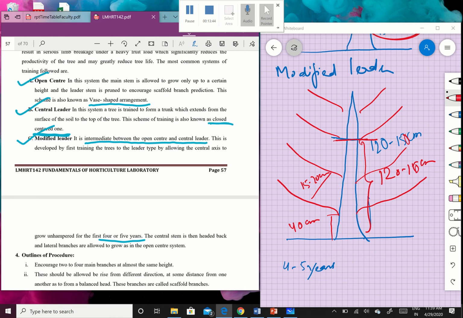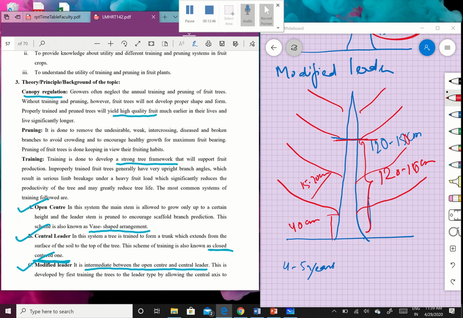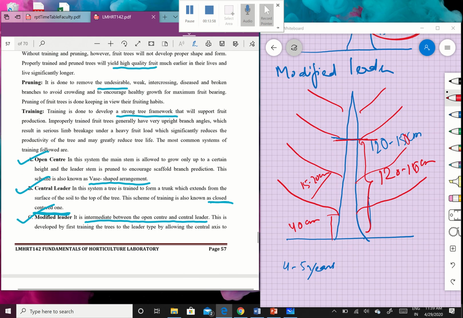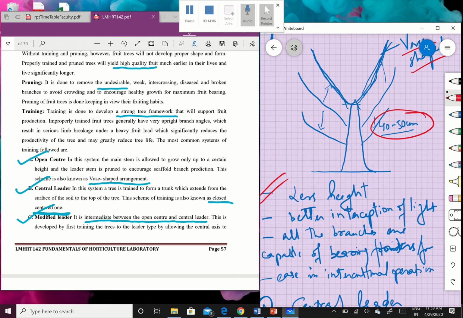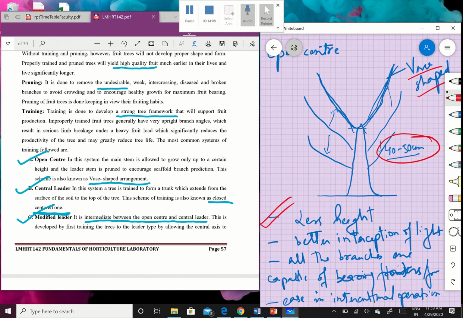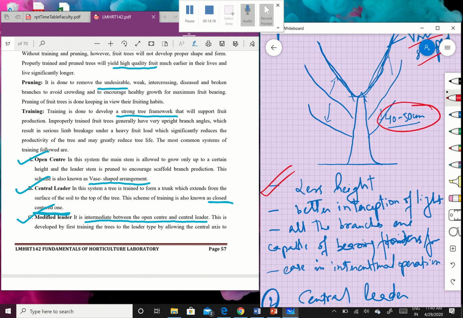In this practical you should know the meaning of pruning. Pruning is the removal of the undesirable or unwanted plant parts. Training means giving a strong framework. Basically there are 3 types: open center, central leader and modified leader. In open center, we are going to behead the tree at a height of 40 to 50 centimeter, then keep sparsely growing branches, which will give a V shape, also known as V shaped.